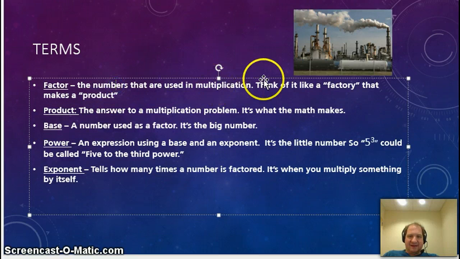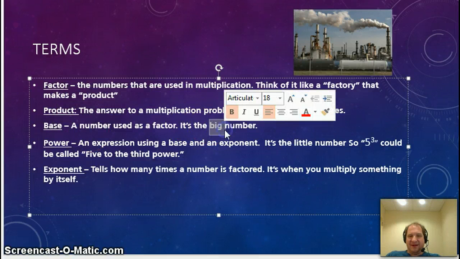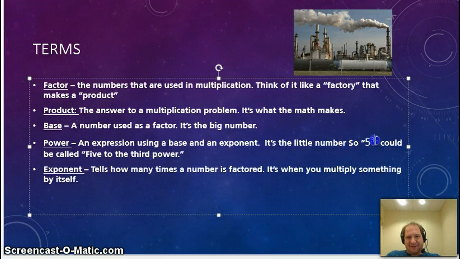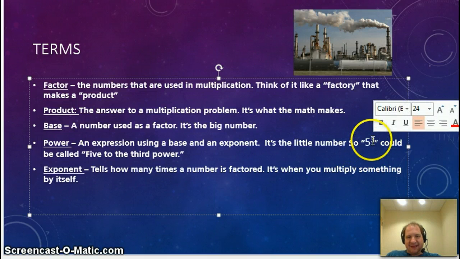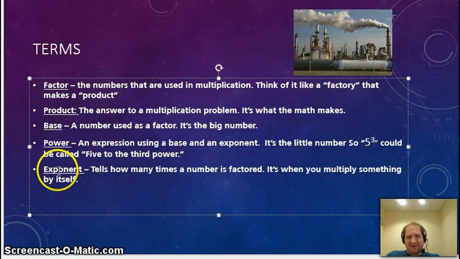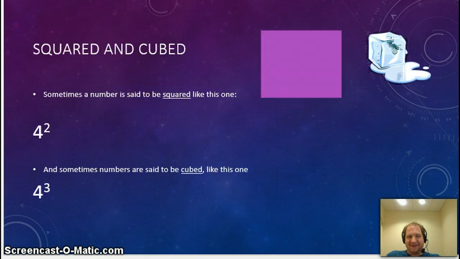So remember, factors are the numbers used in multiplication, like a factory. The product is the answer. So our big words here: base, power, and exponent. A base is a number used as a factor. It'll be the big one, base, big. Power, that's our little number. Like this, 5 with a little 3, 5 to the third power, or 5 cubed. An exponent is how many times the number is a factor, how many times you multiply it by itself.